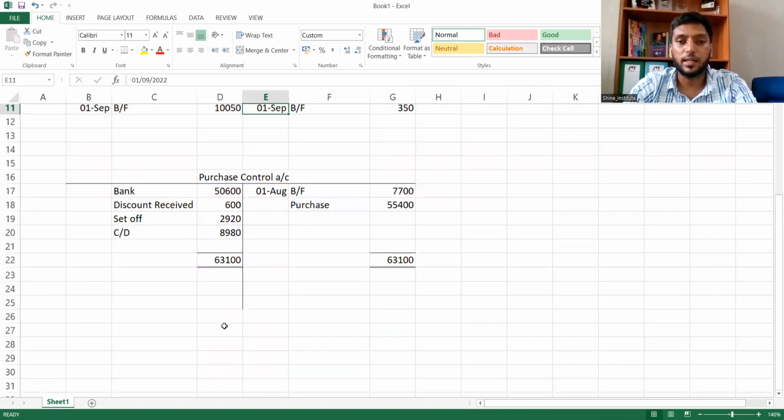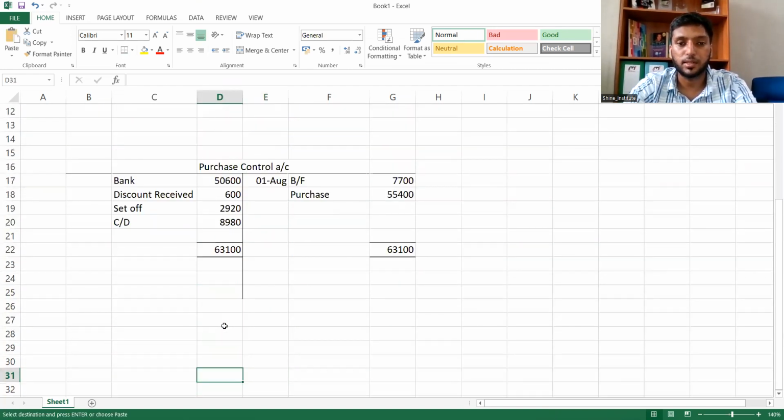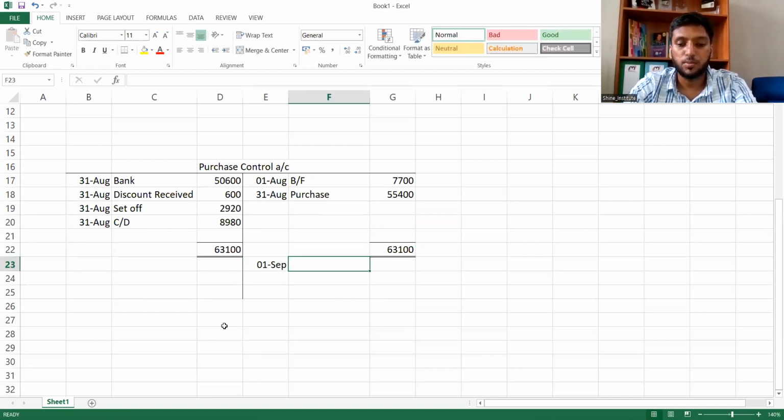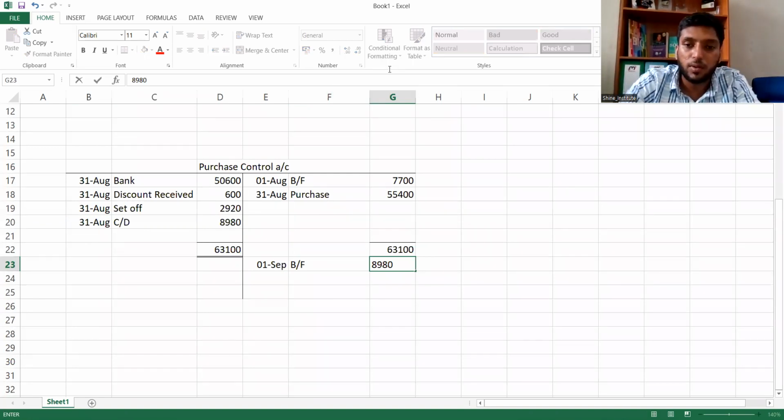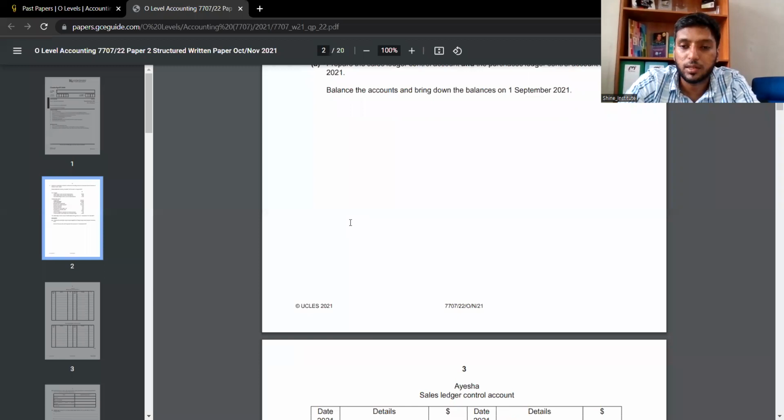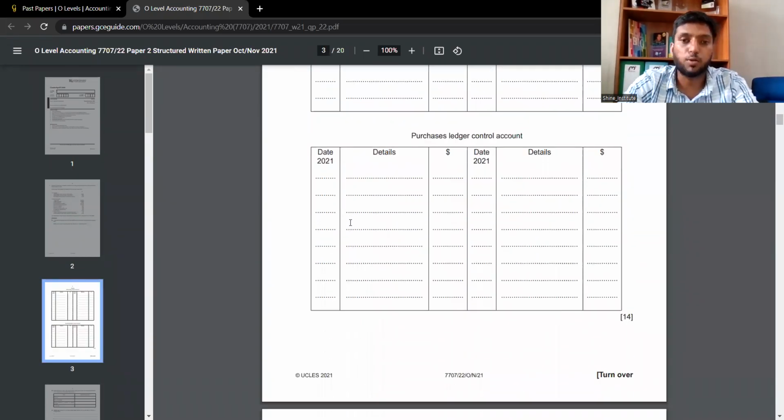Again, I can put the date in, so it's easy for me to copy and paste it here and here as well. So now I can bring the brought forward balance on 1st September. Brought forward how much, guys? 8,980. So now we did a sum, almost 14 marks worth of sum. You can see the marks they are giving: sales ledger control account and the purchase ledger, 14 marks. So it's that easy for you all to understand and do a sales ledger control account. And if you know how to do a sales ledger control account, guys, trust me, you can score a lot on your exam. So we'll move on to the next part.